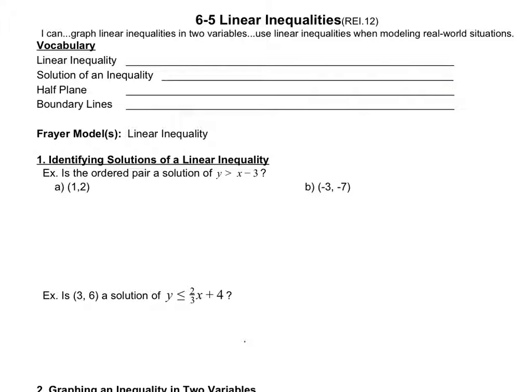As we look at identifying solutions to a linear inequality, that is going to be those points and regions which make the inequality a true statement. So, is the ordered pair (1, 2) a solution to the inequality? Our inequality is y is greater than x minus 3. We simply replace our values of x and y into our inequality and see if it's a true statement. So we replace y with 2 and x with 1, and complete the inequality. We have 2 is greater than 1 minus 3, or 2 is greater than negative 2. That is a true statement. Therefore, that is a solution to our inequality.